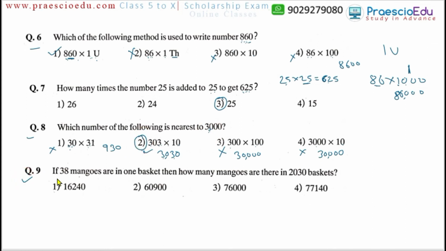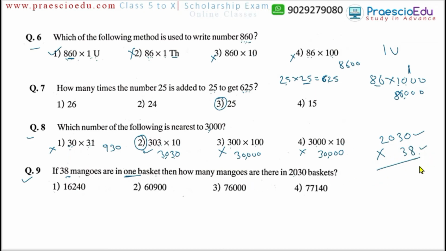Now question number 9: if 38 mangoes are in one basket, then how many mangoes are there in 2030 baskets? In one basket there are 38 mangoes. So the number of baskets multiplied with the number of mangoes in one basket, the product will give the total number of mangoes.